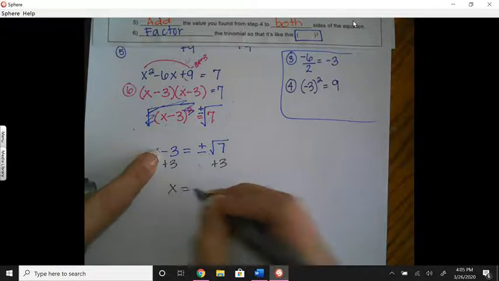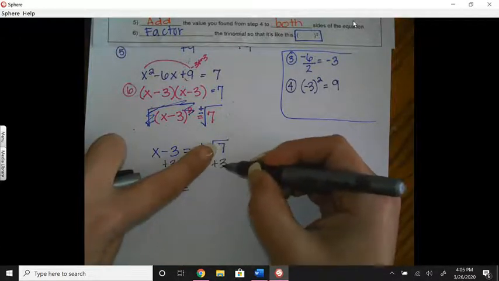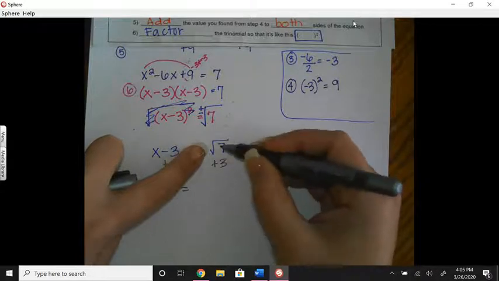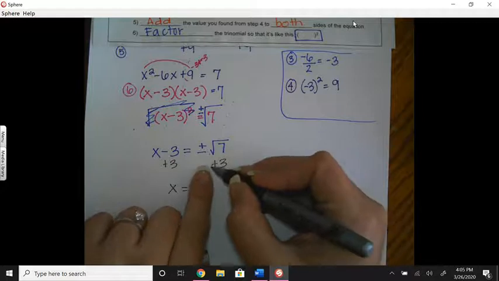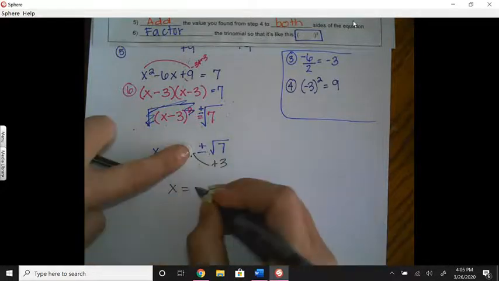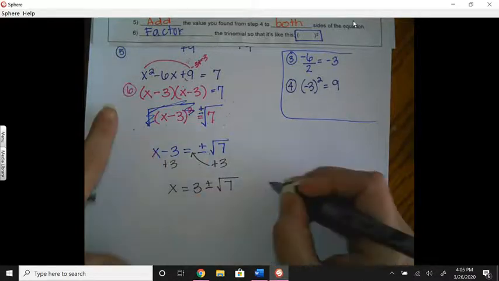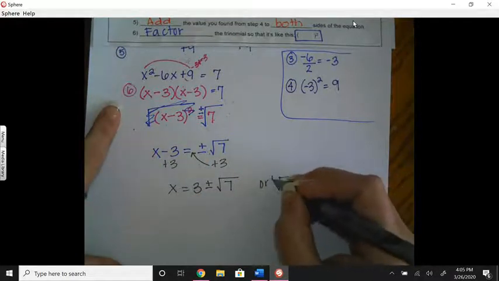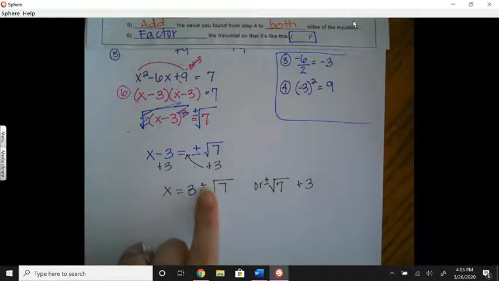Well, we can't add 3 to a, this is not 7. You can't do 7 plus 3. This is a decimal number. So it doesn't matter if the 3 goes first or it goes after. I like to put the 3 in the front, so that way it doesn't look like it's inside the radical. But again, you could also write plus or minus square root of 7, and then the 3 after if you want. I just prefer it this way.